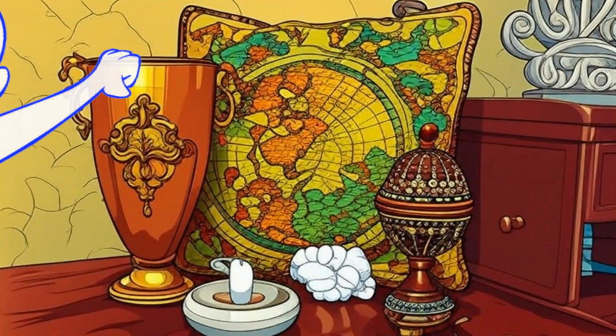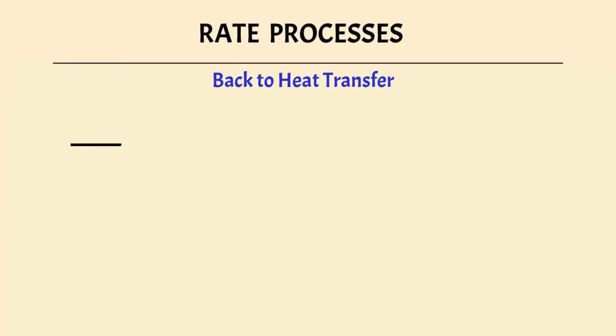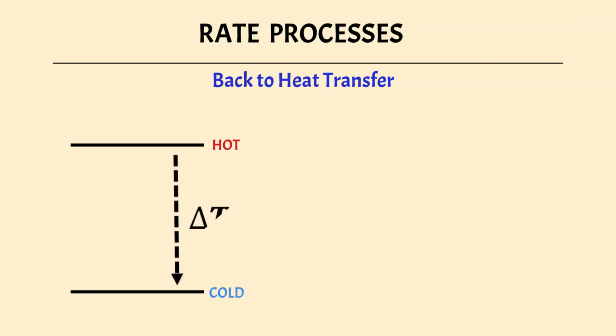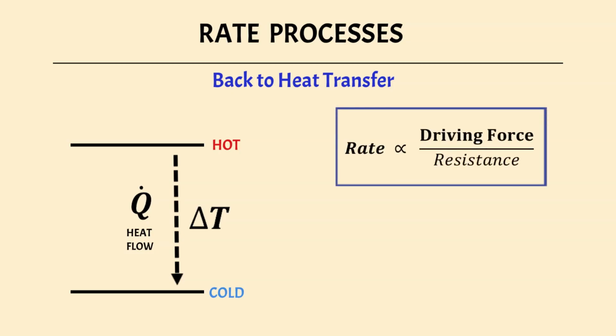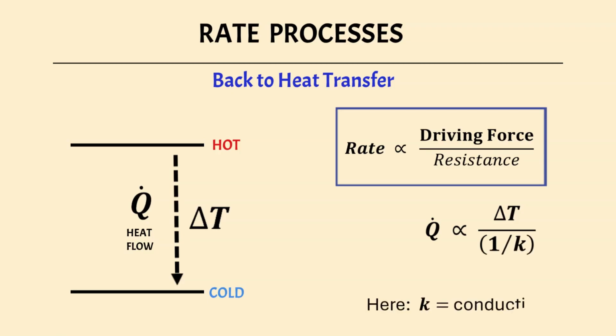So, how does this framework help us account for why certain objects feel colder to the touch? Okay. Back to heat transfer. We have two energy levels, shown here as hot and cold. Think of each energy level representing a hot and cold region within an object, separated by a temperature difference of delta T. Using the generalized relation of driving force divided by resistance, we can express the heat flow as delta T divided by 1 over K, where K is the thermal conductivity of the material the object is made from.